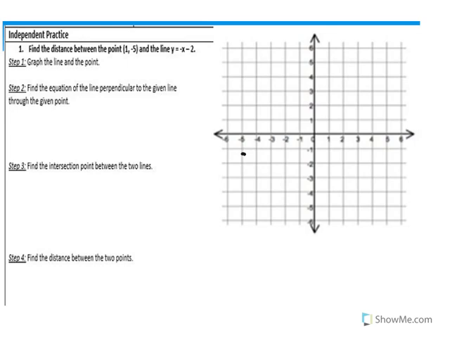Let's go through this 4-step process a few more times. Let's take some independent practice now. Find the distance between point 1, negative 5, and the line y equals negative x minus 2. So first step here is graph the line and the point. 1, negative 5 is right here. And the line starts at negative 2, so I'll do the line at negative 2. We see it is a negative slope, or a slope of negative 1.